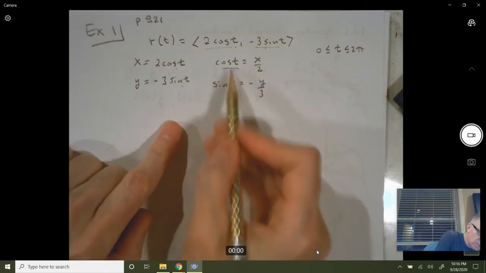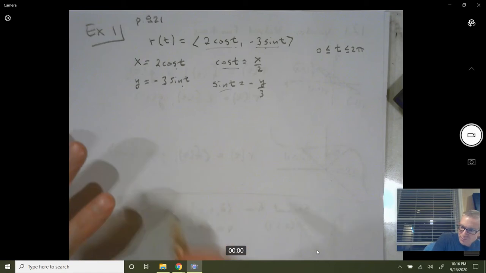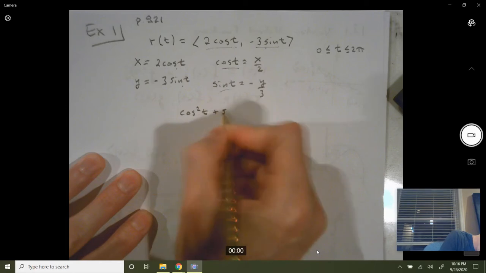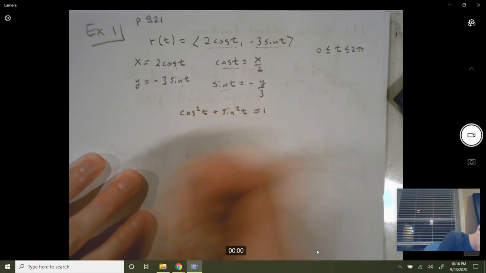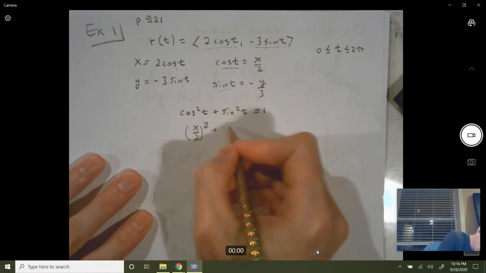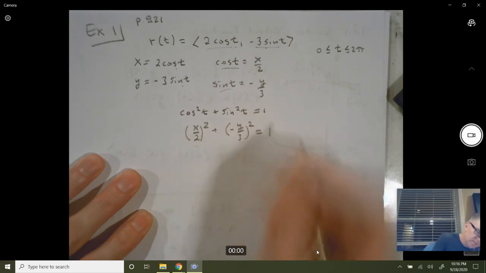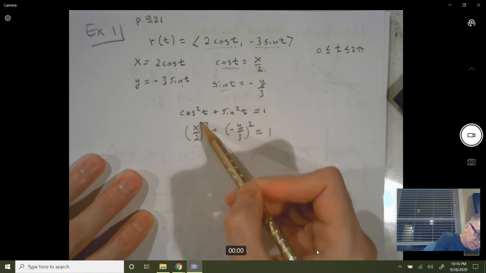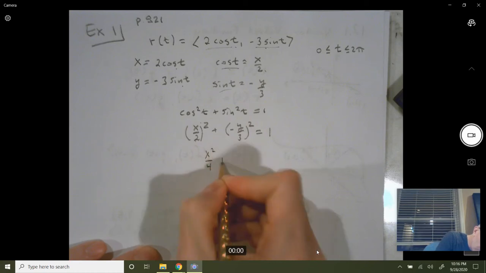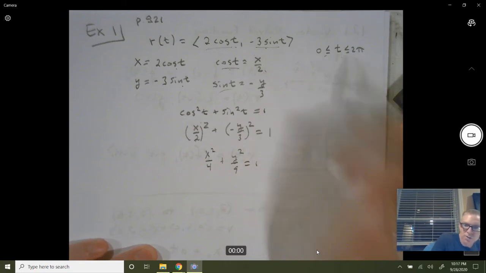And we know that cosine squared t plus sine squared t, this is a common trick we're going to use in this class, especially in this chapter. Since cosine squared t plus sine squared t is always equal to 1, what we get is x over 2 squared plus negative y over 3 squared is equal to 1. Just replacing cosine t with x over 2, sine t with negative y over 3. And we get x squared over 4 plus y squared over 9 is equal to 1. And I know my t value is going to go from 0 to 2 pi.